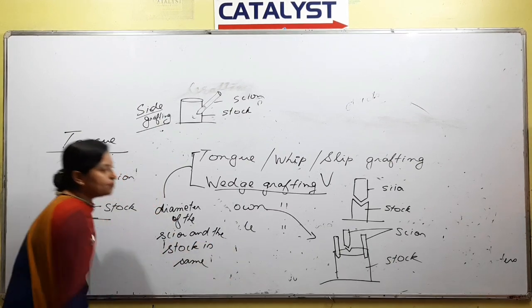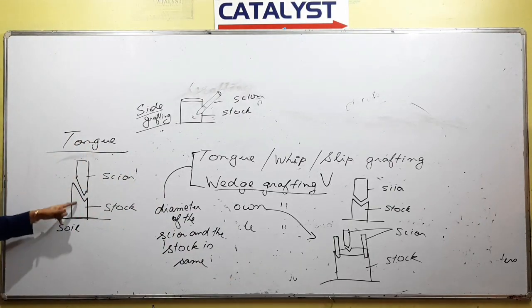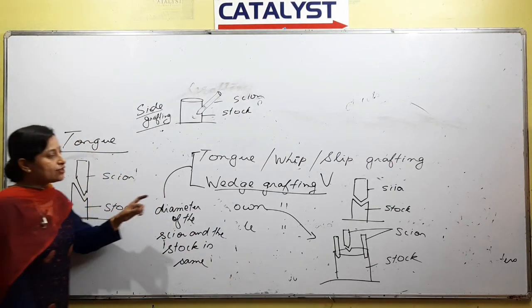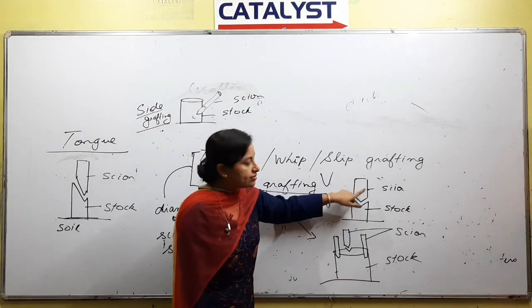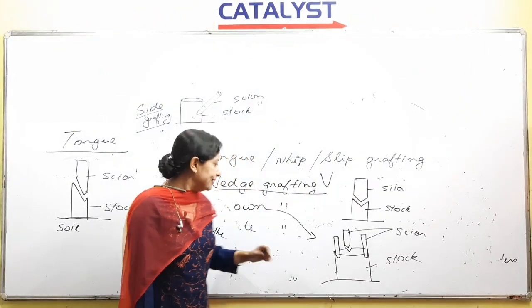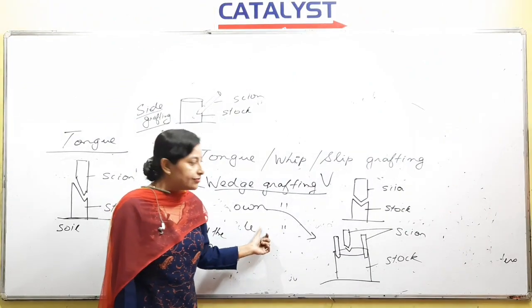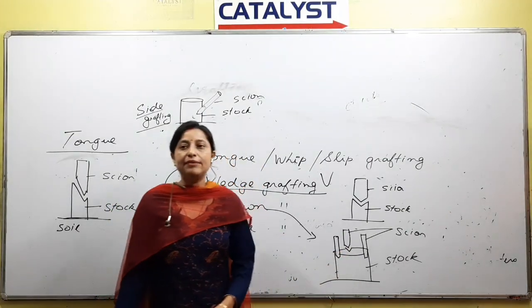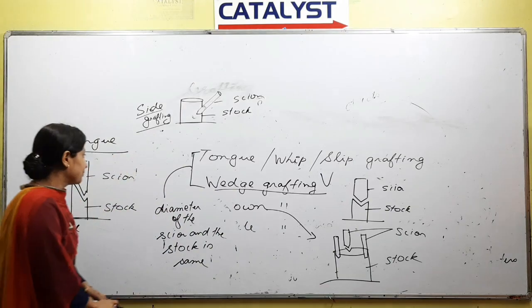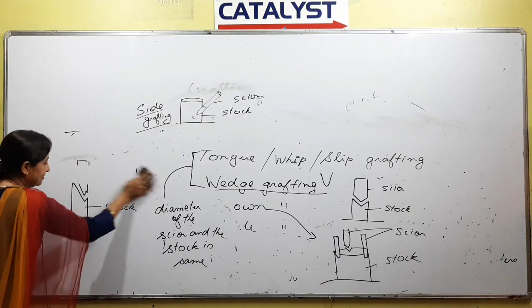I have shown the diagram, right? Stalk and scion are almost the same diameter. In case of wedge grafting also, stalk and scion are almost the same diameter. But if you are talking about crown grafting and the last one, that is side grafting, the stalk and scion diameters are not equal, right?